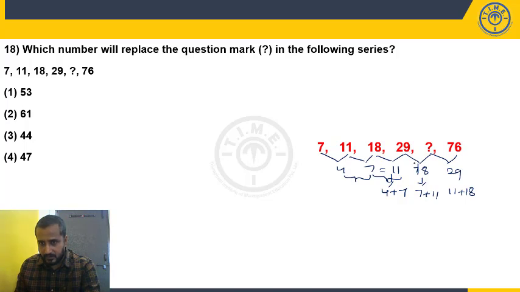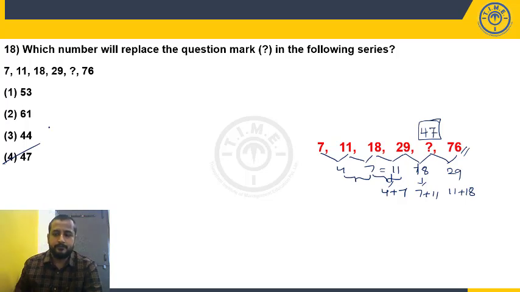If it is 18, 29 plus 18 is 47. Right? Yes. 47 plus 29, 76. Perfectly matching. So my answer is 47. Choice 4. Okay.